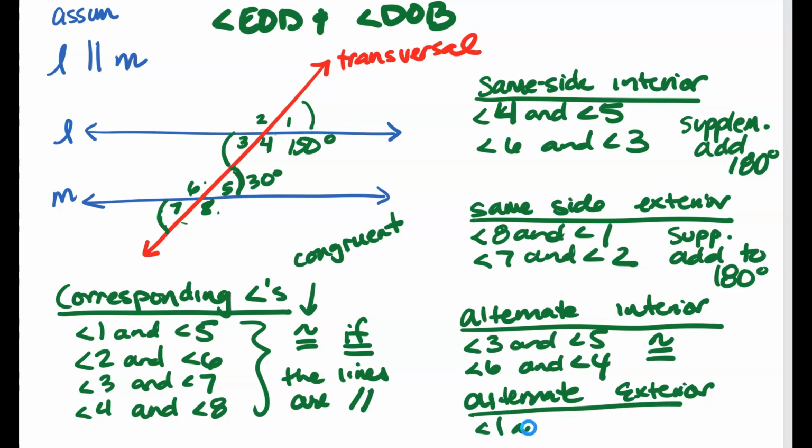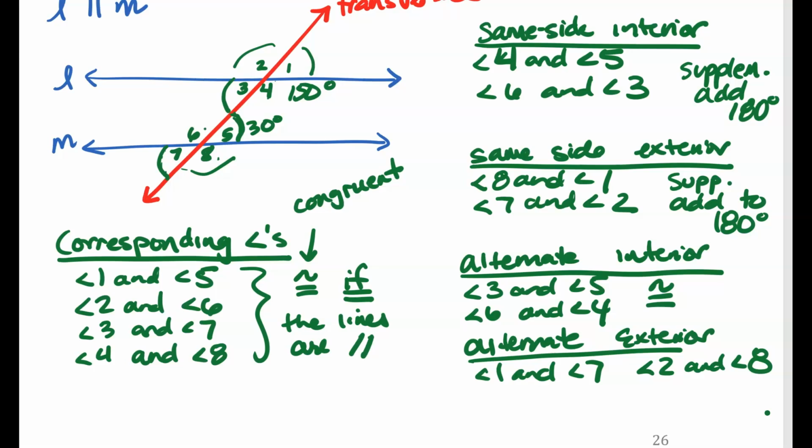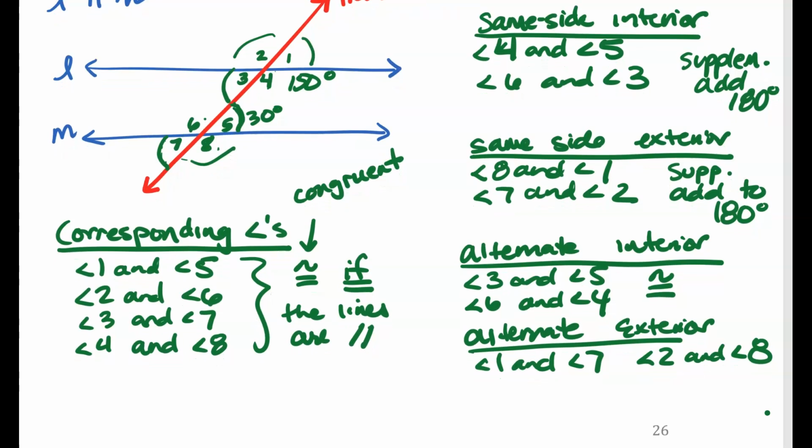So angle 1 and angle 7, and then 2 and 8, angle 2 and angle 8. You can see in my picture, they're both obtuse angles. They're congruent, but remember, if and only if lines L and M are parallel. If you had a situation where you had two lines like this and a transversal, then none of these properties hold true.